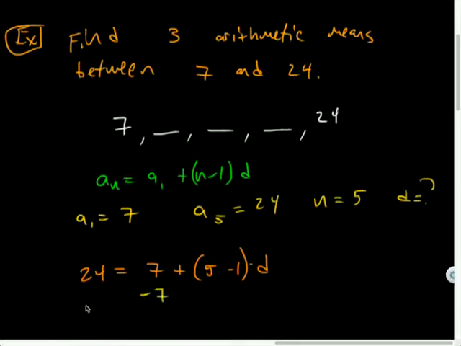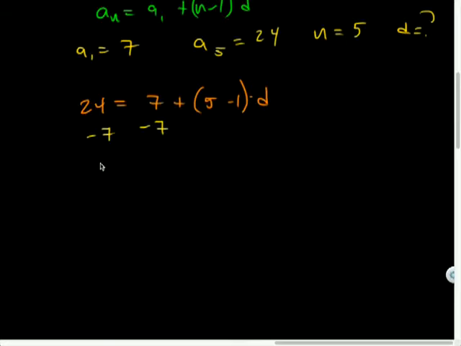So we could subtract 7 from both sides. And I would get 24 minus 7 is 17. Yeah, this is going to be ugly, but that's okay. 5 minus 1 is 4, D. And then divide both sides by 4. And I will get D equals 17/4, right?